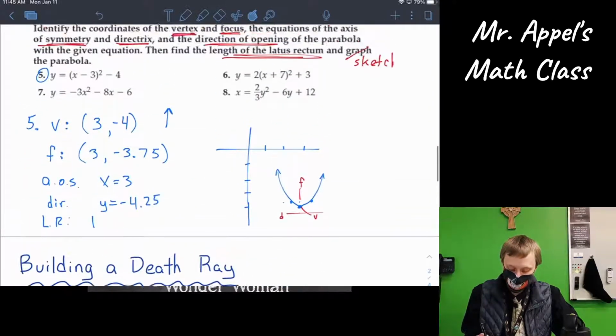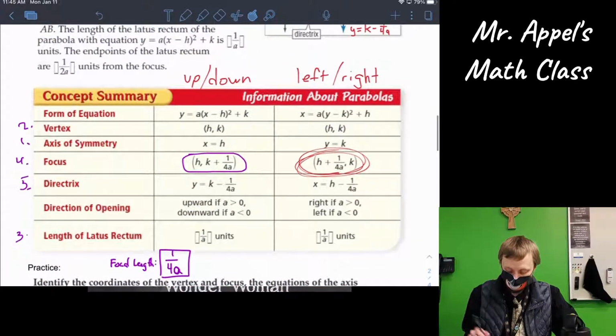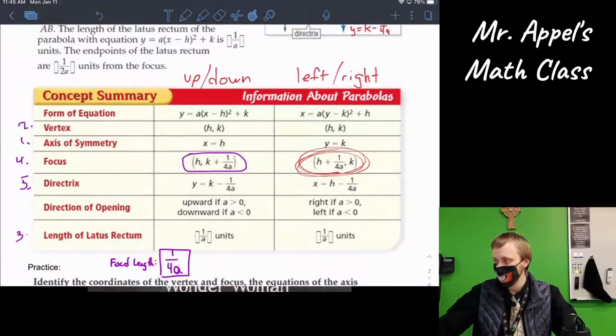All right, any questions so far on parabolas? Now with more focus.